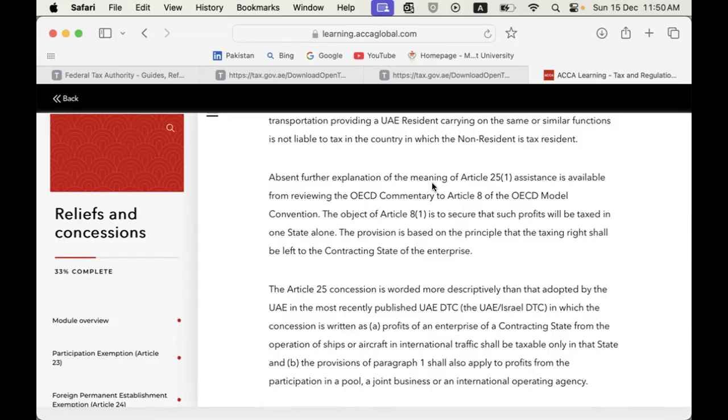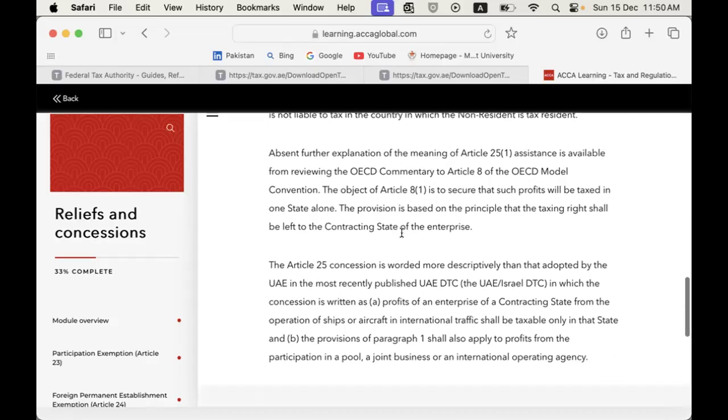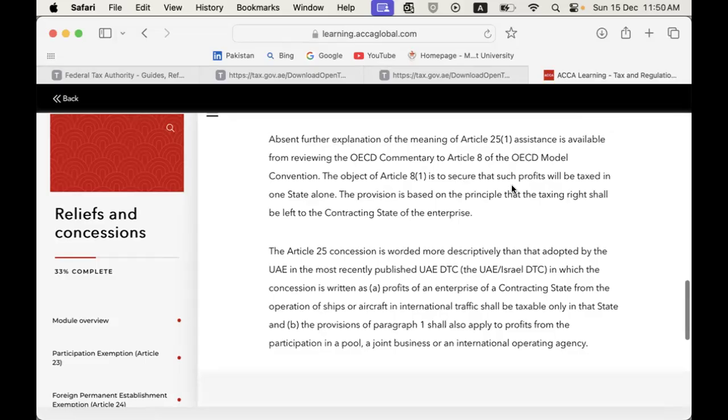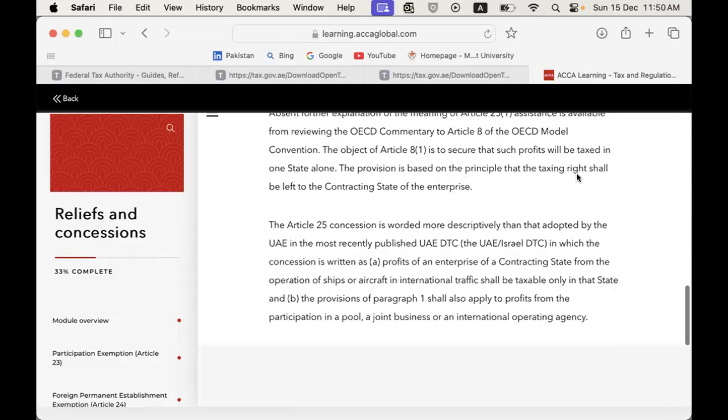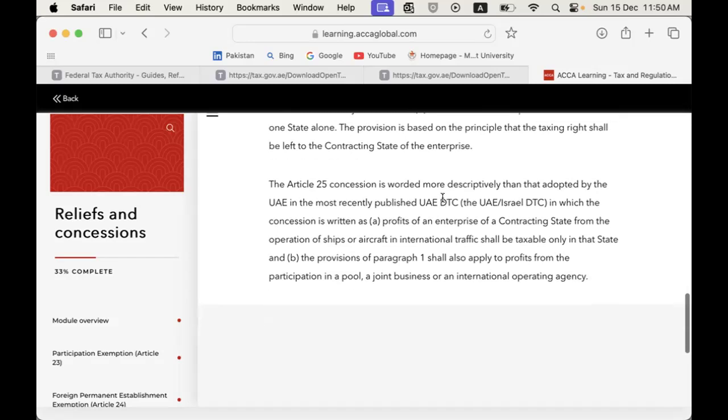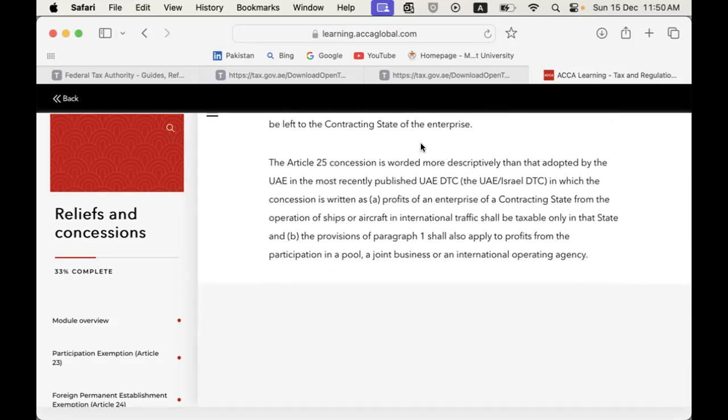Absent further explanation of the meaning of Article 25, assistance is available from reviewing the OECD commentary to Article 8 of the convention. Article 8 addresses international transportation. The object of Article 8 is to secure that such profits will be taxed in one state alone. The provision is based on the principle that the taxing right shall be left to the contracting state of the enterprise. Yeah, so one of the two countries is going to tax the international shipping and transportation.